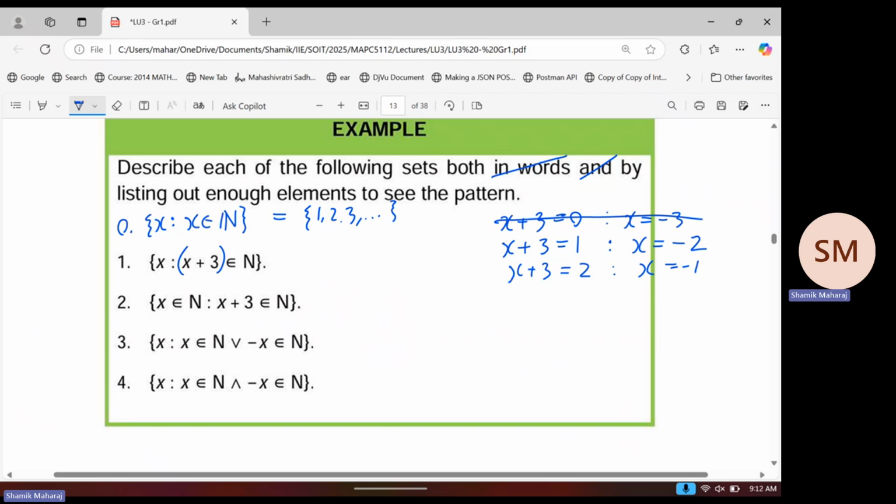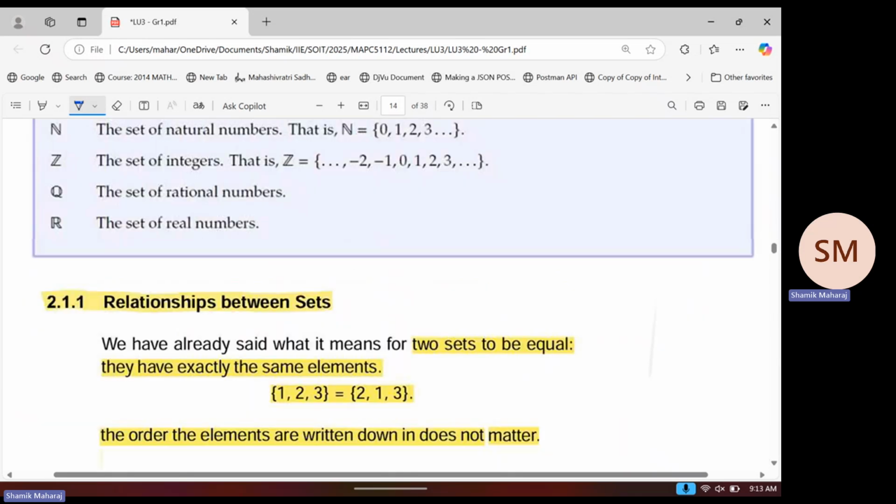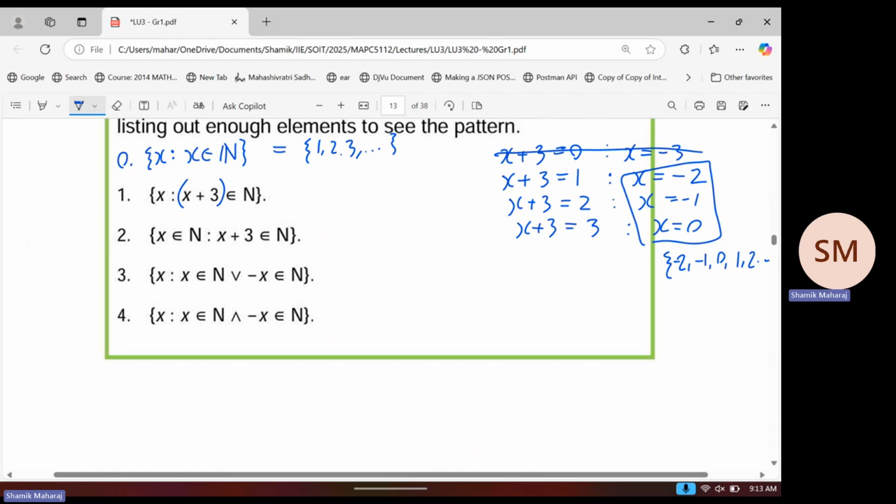So what I'm listing on the right are the elements of my set. I'll just do one more so we can see a pattern. X plus 3 is equal to the third natural number, which is 3. In this case, x is 0. So these are the elements of my set on the right here, which will end up looking like -2, -1, 0, 1, 2, and so on. Because we see the pattern at this point.